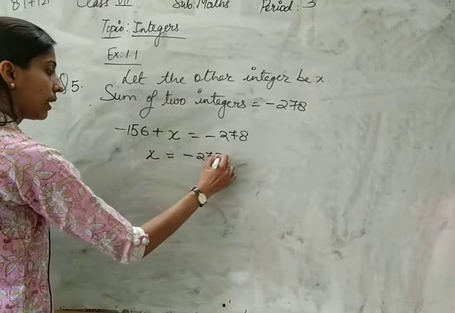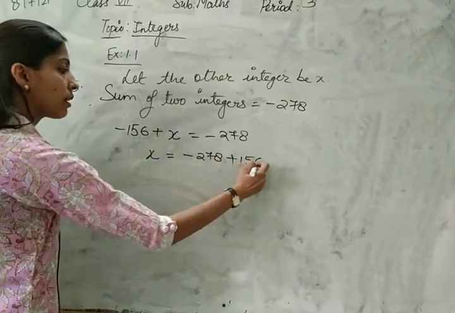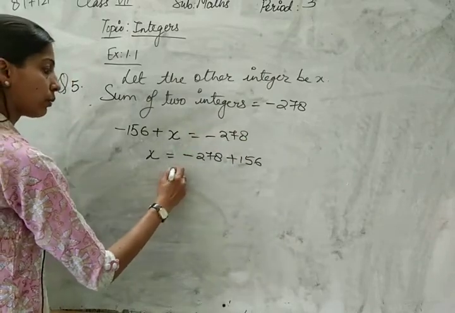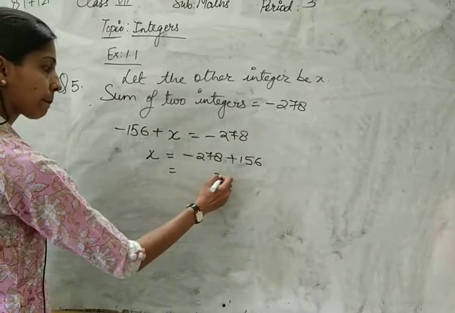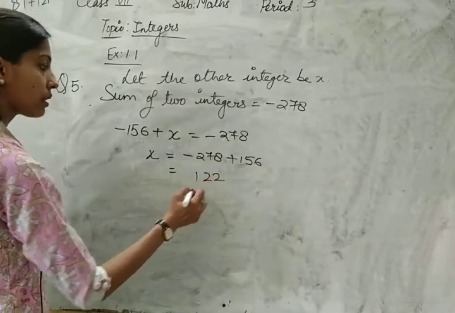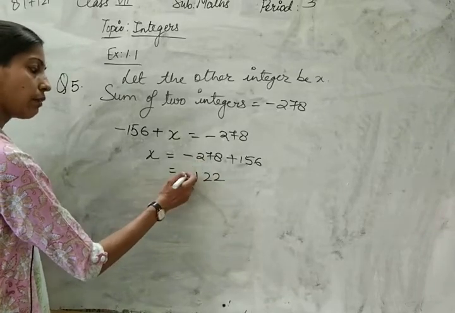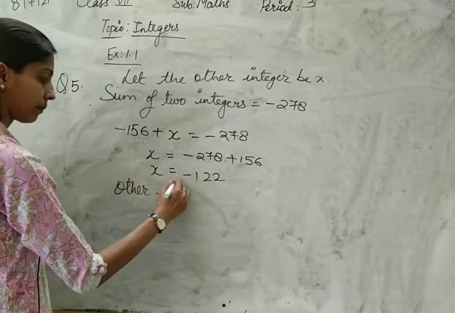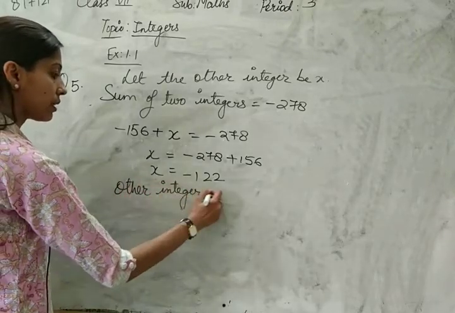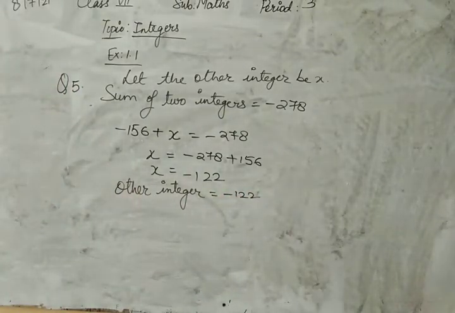Minus 278 minus 156 will become plus 156 after going equal to. Then plus minus will be minus. You have to subtract. Answer will be 122. But before 278 there is minus sign. We have to put minus sign here. Other integer will be minus 122. Clear?